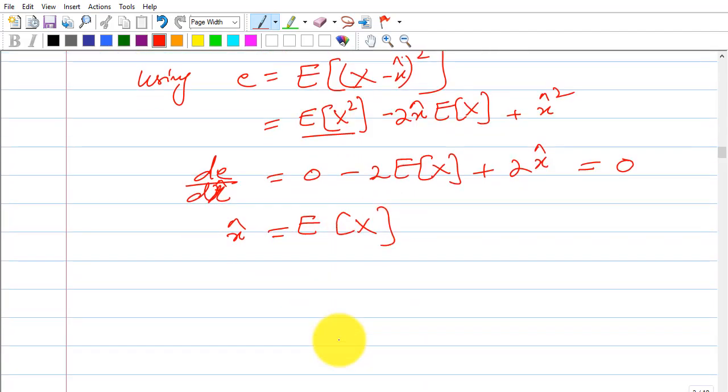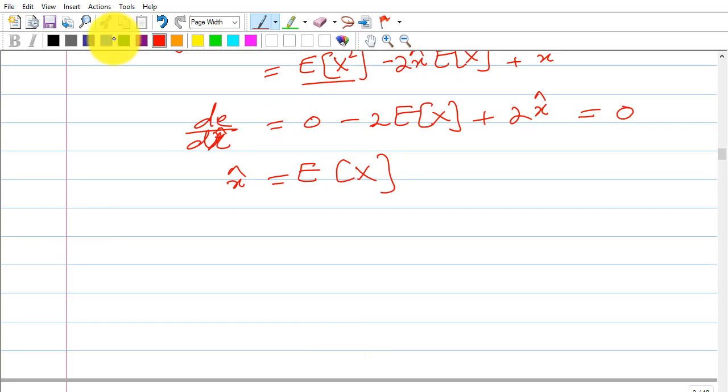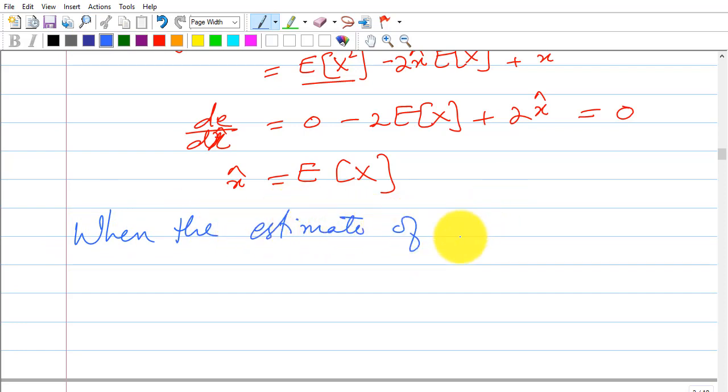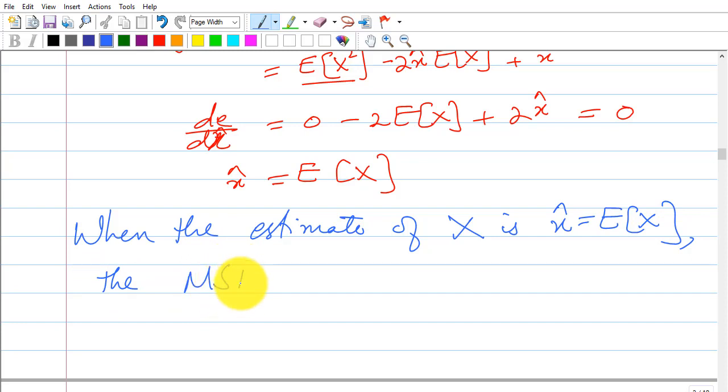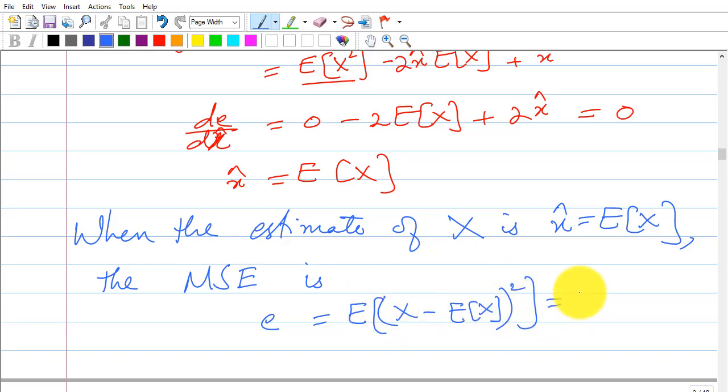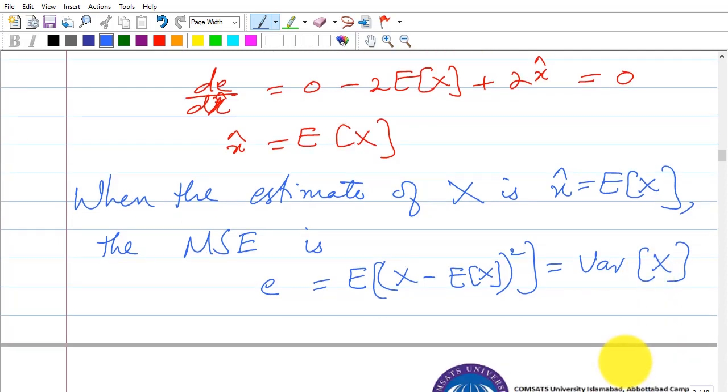So when the estimate of x, x hat, is equal to expected value of x, the mean square error MSE is then the expected value of x minus expected value of x whole square, which is equal to variance of x. So variance of x gives the minimum square error.